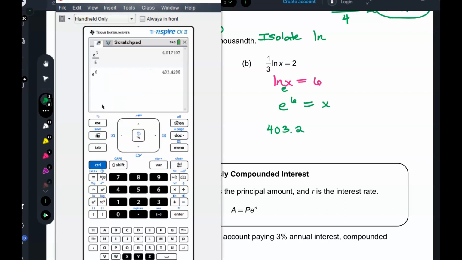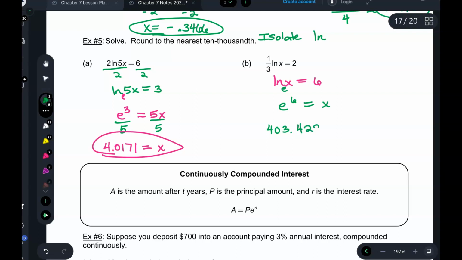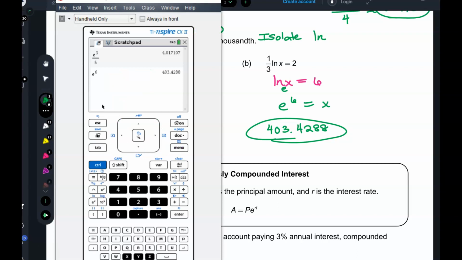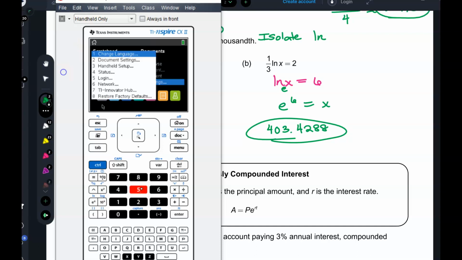Right, but we want to go to 403.428. Yeah, my calculator just rounded to the thousandths. Mine did that too. If that's the case, you should check your settings to make sure there's a certain number of digits.